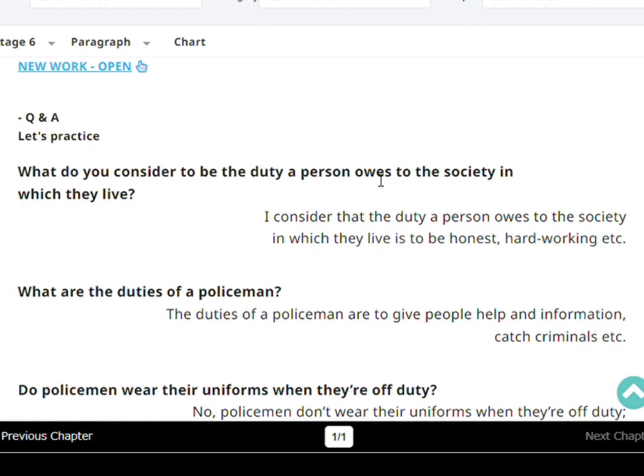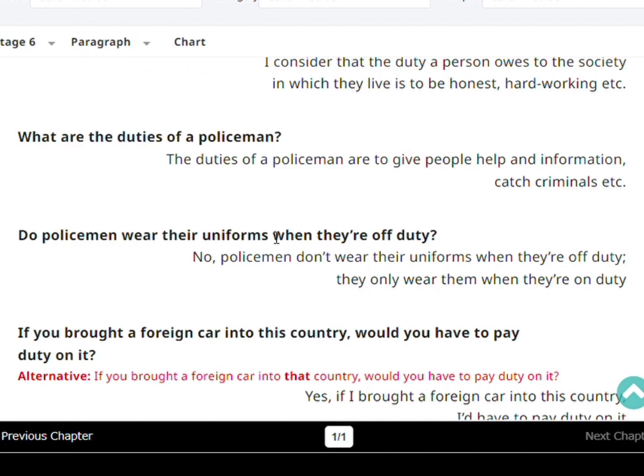Okay. What do you consider to be the duty a person owes to the society in which they live? I consider that the duty a person owes to the society in which they live is to be honest, hardworking, etc. Very good. What are the duties of a policeman? The duties of a policeman are to give people help and information, catch criminals, etc.